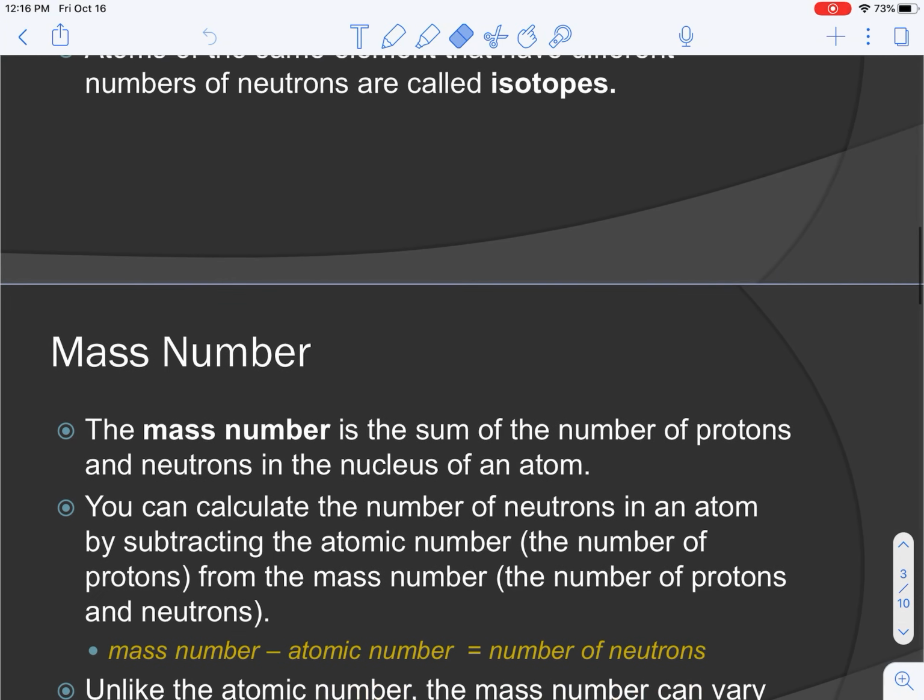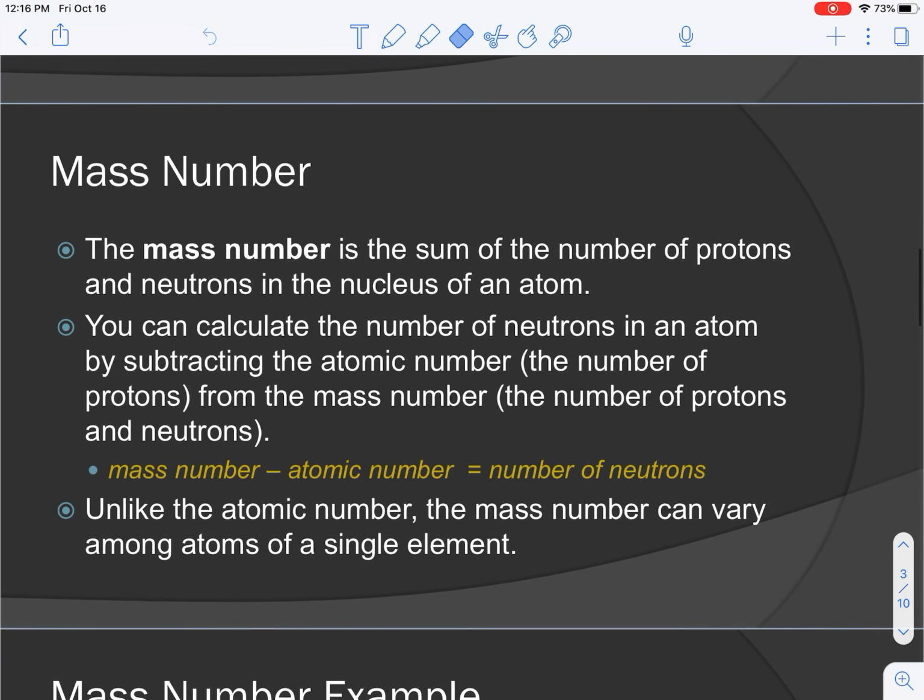Okay, so one thing that becomes important then is calculating mass number. Mass number is the sum of the protons and the neutrons in the nucleus of the atom. So just keeping track of what's going on in the nucleus. You can calculate the number of neutrons by subtracting the atomic number from the mass number, like it's written there in yellow. However, like any algebra equation, if there are three variables and you know two of them, you should be able to figure out the third one. So if I gave you atomic number and mass number, you could calculate neutrons. If I gave you atomic number and neutrons, you can calculate mass number very, very easily.